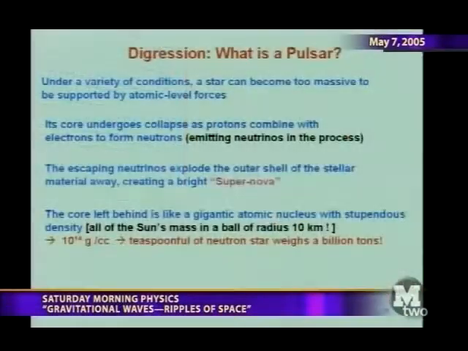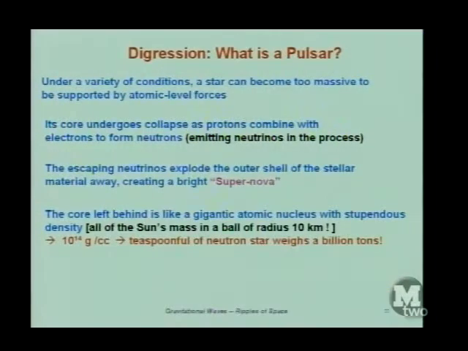Now, the core that's left behind is like a gigantic atomic nucleus with a density that is simply stupendous. Imagine taking all of the sun and sticking it into Ann Arbor, compressing it down to that kind of density. Numerically, you end up with densities of order 10 to the 14 grams per cubic centimeter. So if you had a teaspoonful of this stuff, it would weigh 1 billion tons.